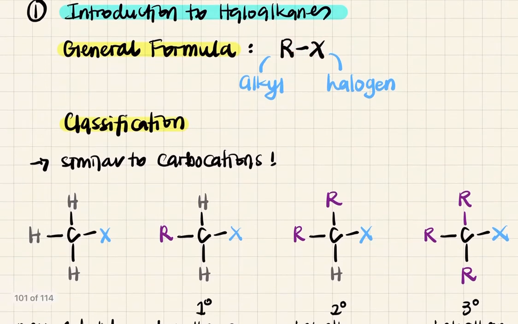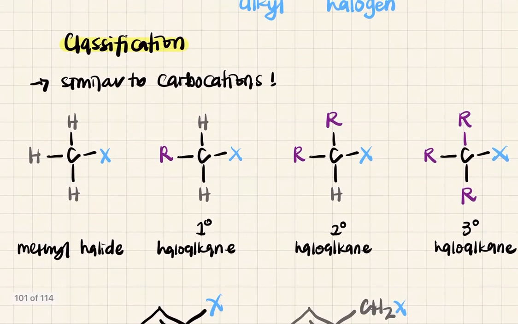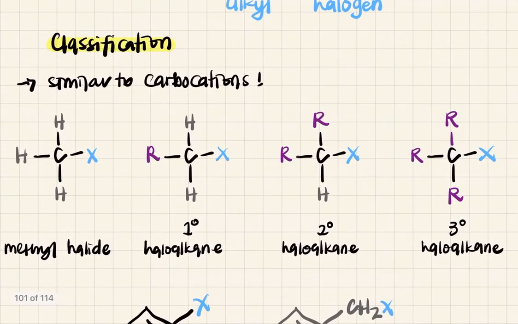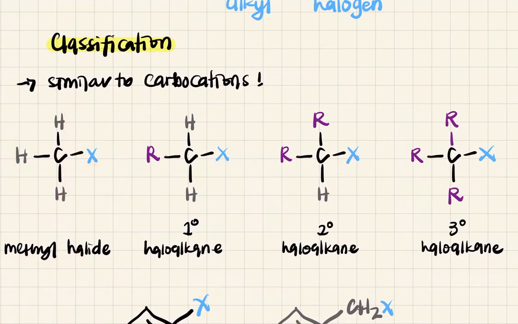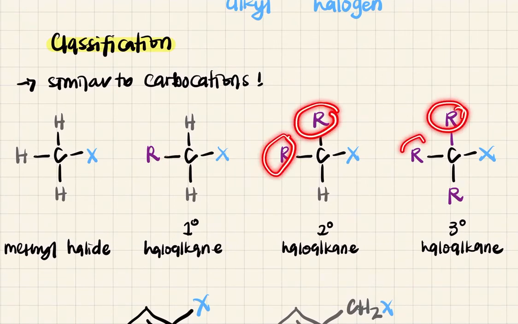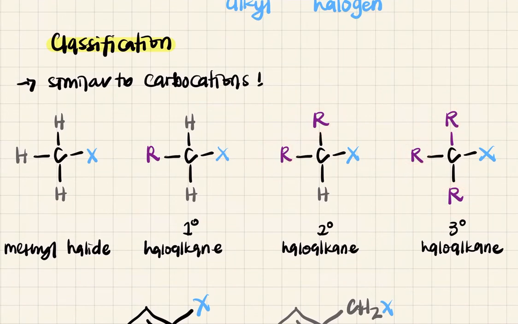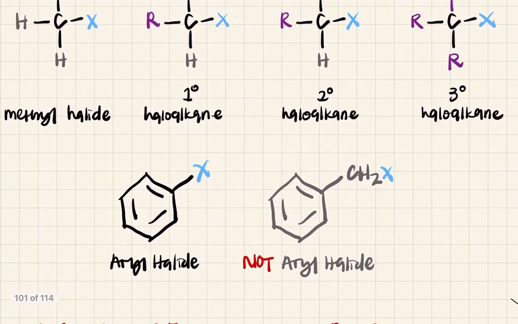Okay, so we're going to learn how to classify them. It's basically the same as carbocations. So this is a methyl halide because this is a methyl group attached to your halogen. This is primary because it has one alkyl group. This is secondary because it has two, and this one is tertiary because it has three. So sama je cara awak classify haloalkanes. The same, sama konsep lah, dengan carbocation.